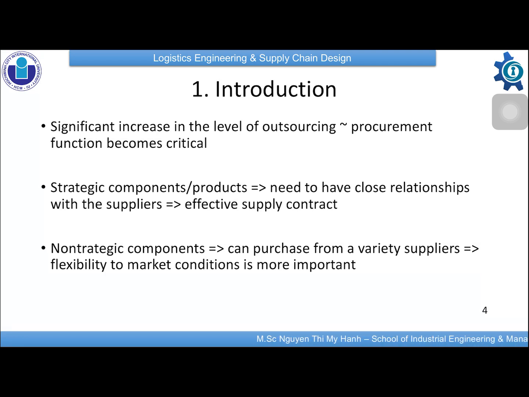As we know, in this society, as globalization increases, there is a significant increase in the level of outsourcing, because of many reasons. We want to outsource because they want cheaper labor costs, for example. That's why the procurement function becomes more critical.